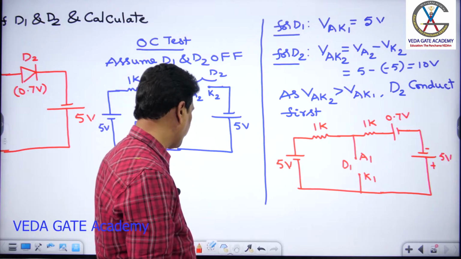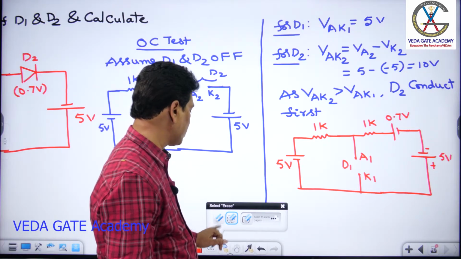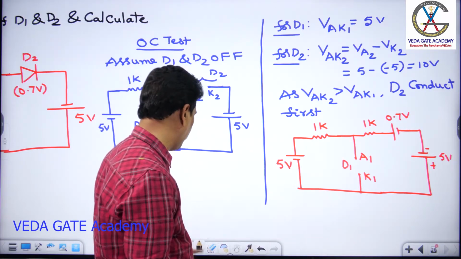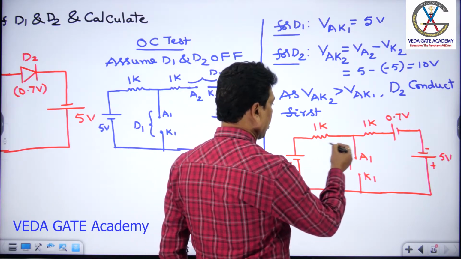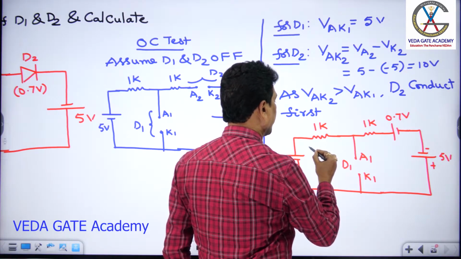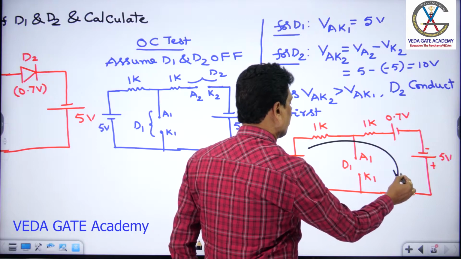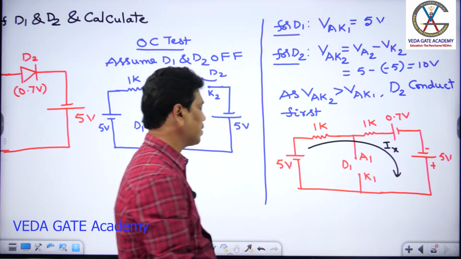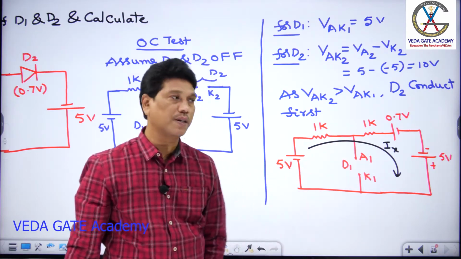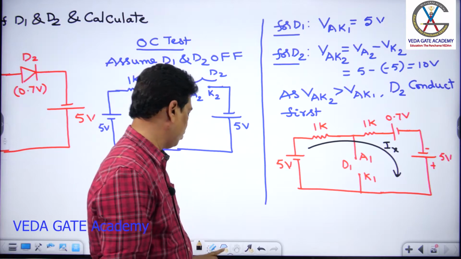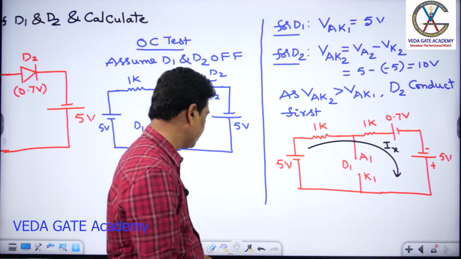For that, I can calculate the anode potential of D1, by calculating the IR drop across the 1K. For that, I assume that in this mesh the current flowing is some Ix. By that, I can calculate the anode potential there. See what that value comes to.